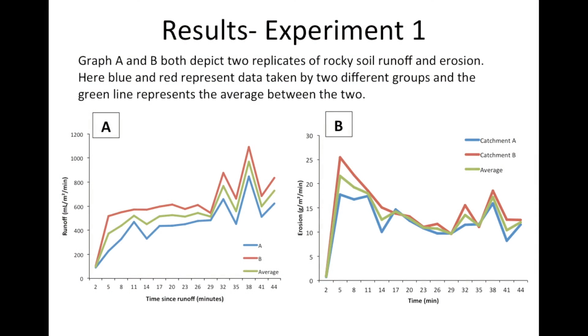Graphs A and B show the results of 2 replicates of the rocky soil runoff part of the experiment, in blue and red. The green line shows the average of the 2 replicates. There is an overall trend of increasing rate of runoff and a decreasing rate of erosion throughout the experiment.